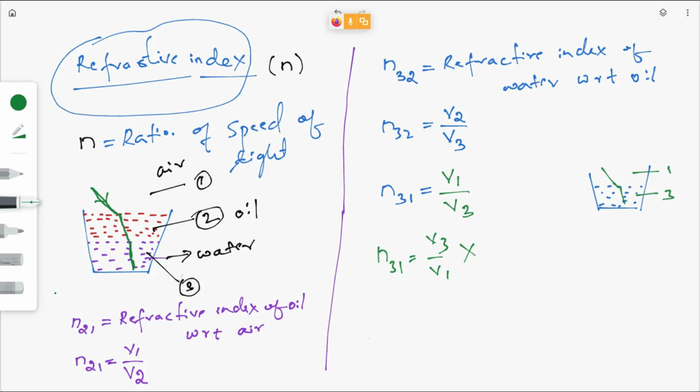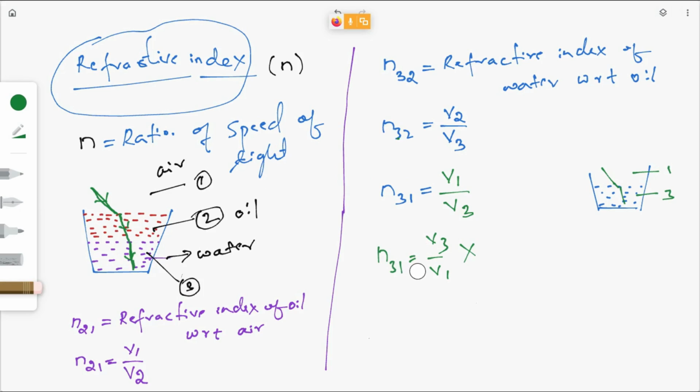Most of you, whenever you are solving a numerical problem, n32 you will take v3 by v2. Okay, velocity in 3, velocity in 2. No, what is refractive index of 3 with respect to 2? Light is traveling from medium 2 to medium 3. Okay, light is traveling from medium 2 to medium 3.